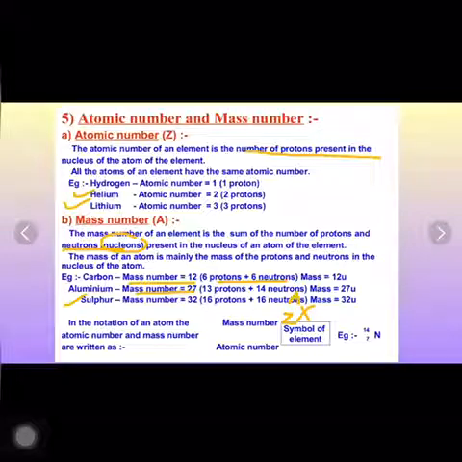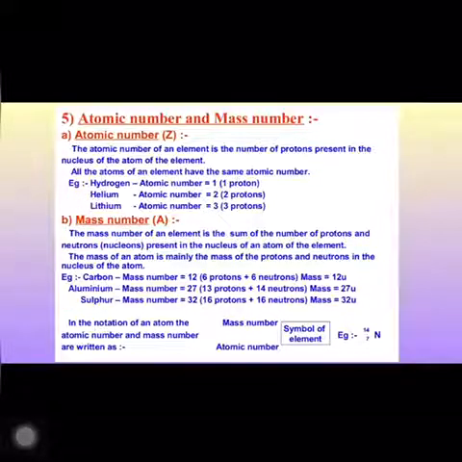Here you can see the example of nitrogen. Nitrogen has mass 14, so it is written on the upper left side of the symbol, and it has atomic number 7, so it is written on the lower left side of the element.